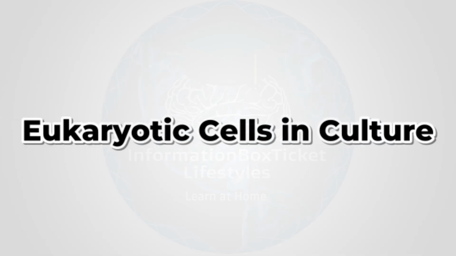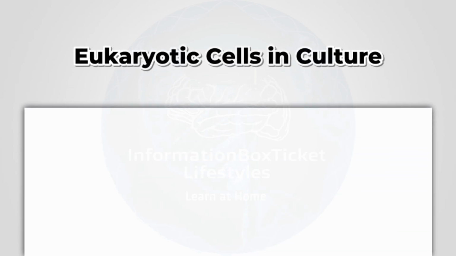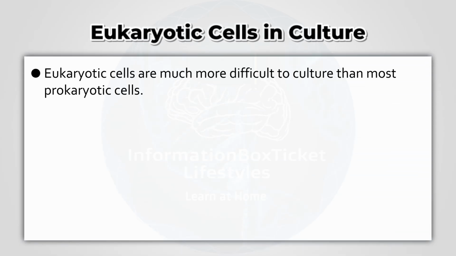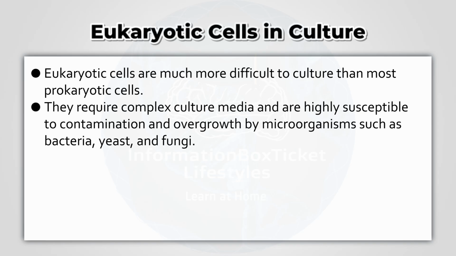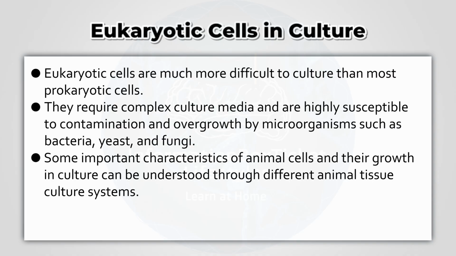Eukaryotic cells in culture. Eukaryotic cells are much more difficult to culture than most prokaryotic cells. They require complex culture media and are highly susceptible to contamination and overgrowth by microorganisms such as bacteria, yeast, and fungi. Some important characteristics of animal cells and their growth in culture can be understood through different animal tissue culture systems.